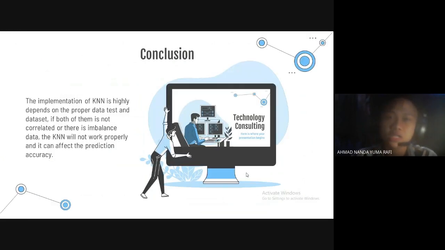And the conclusion about K-nearest neighbor. The implementation of KNN highly depends on the proper data test and dataset. If both of them are not correlated or there is imbalanced data, KNN will not work properly and it can affect the prediction accuracy. So it is important for you to collect the data properly, and you have to train and make sure the data test and the data set are correlated with your purpose.